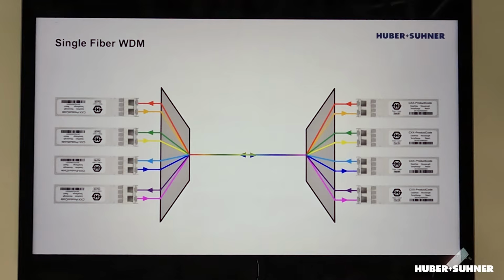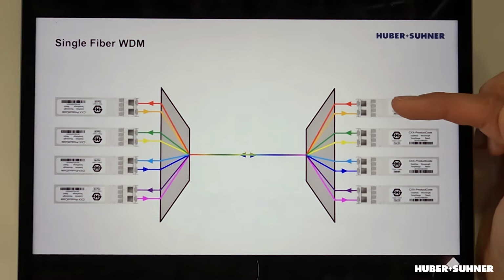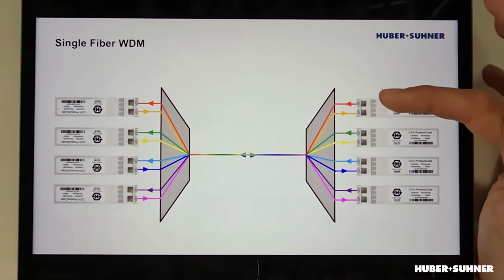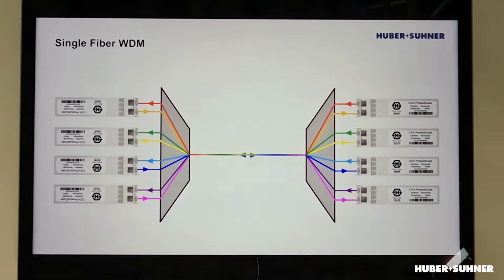But if we have a look now at a single fiber WDM setup, you will see that we actually need to have different wavelengths for both the transmit and the receive part of each individual data transmission. Now, for non-coherent transceivers, that isn't a problem because the receiver is wideband. In other words, it can receive any wavelength of the respective WDM grid regardless of the wavelength that the transmitter is emitting at.